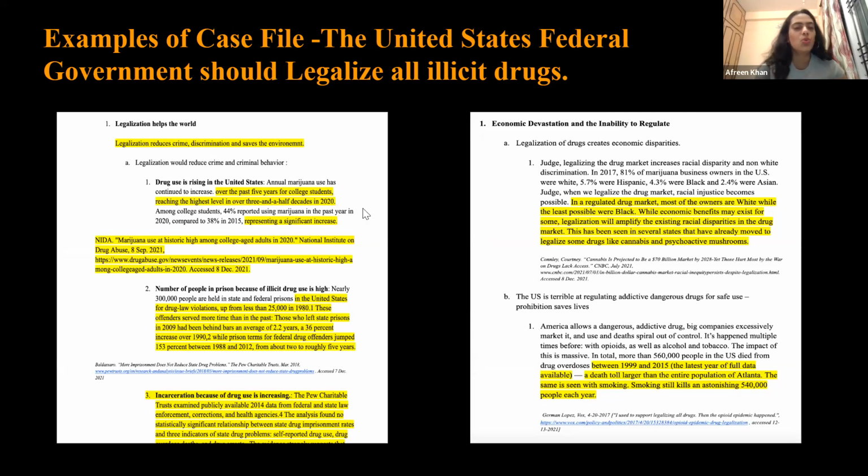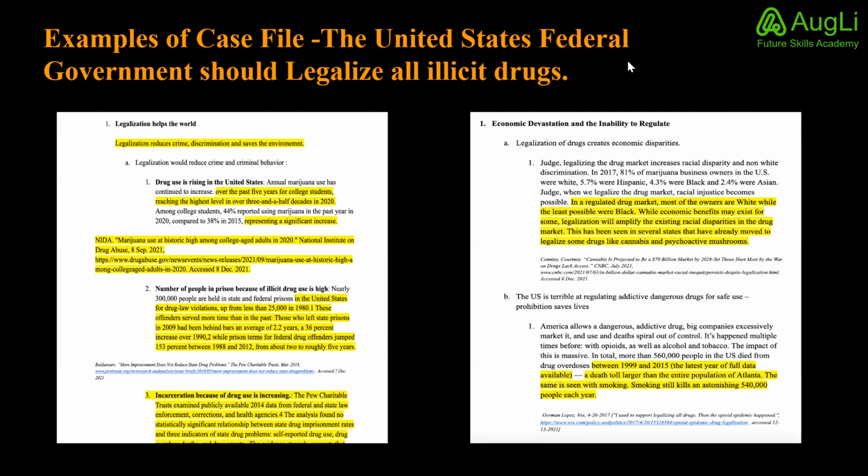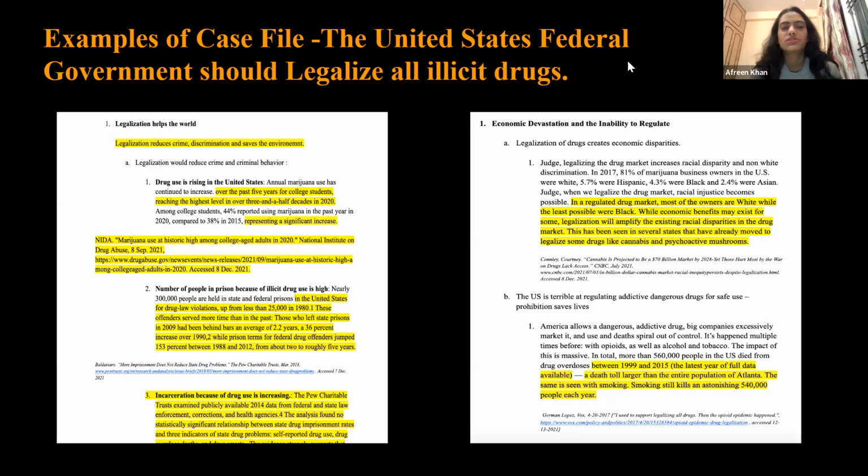So the first contention, who would read the first contention for me? You just have to read the PPT. What is the first contention here? Legalization helps the world. Yes, and the sub-contention is legalization reduces crime, discrimination, and saves the environment. So the first contention they have used is legalization helps the world, and the sub-contention is legalization reduces crime. And how it reduces crime is where they have used the evidence.